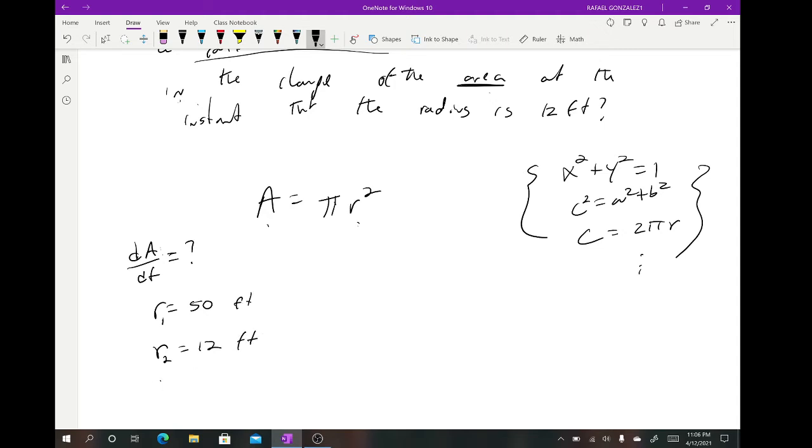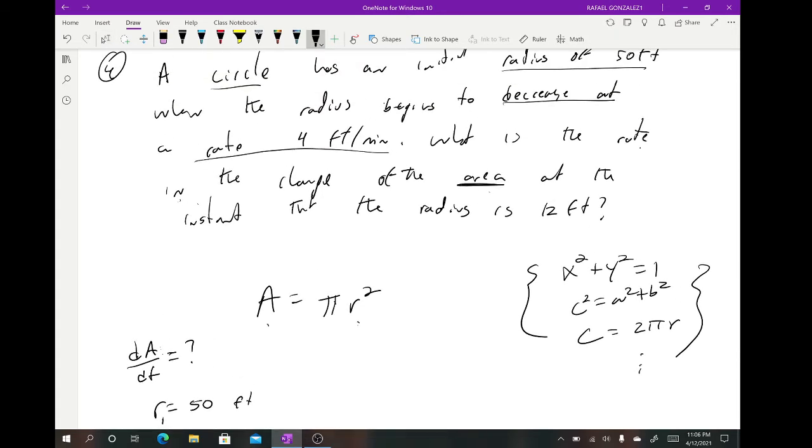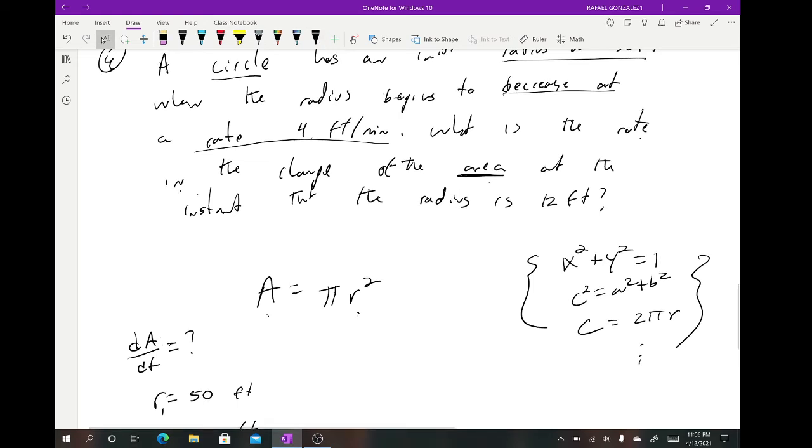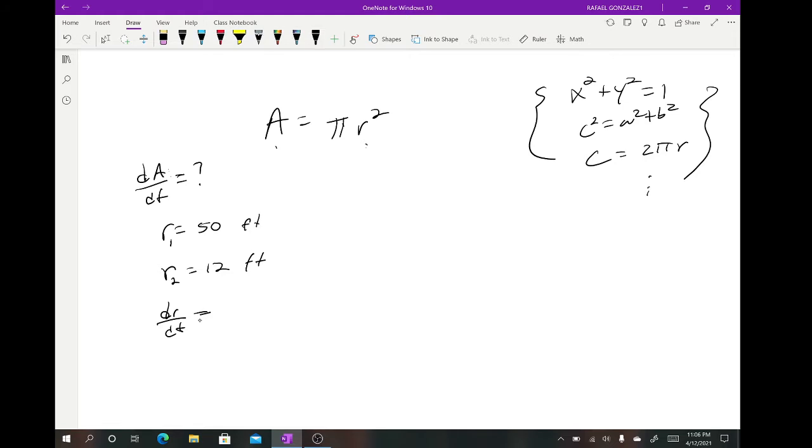And what else do I have? I have the rate of change of the radius, dr dt. The rate of change of the radius is -4 feet per minute. Why -4? Because we are told that it is decreasing, not increasing. So that's going to be -4 feet a minute. Okay. Now, what is missing here from this formula? Well, I have actually two values for the radius. Pi is a number, so I don't have to worry about it. But area, I was not given any information with regards to the area.